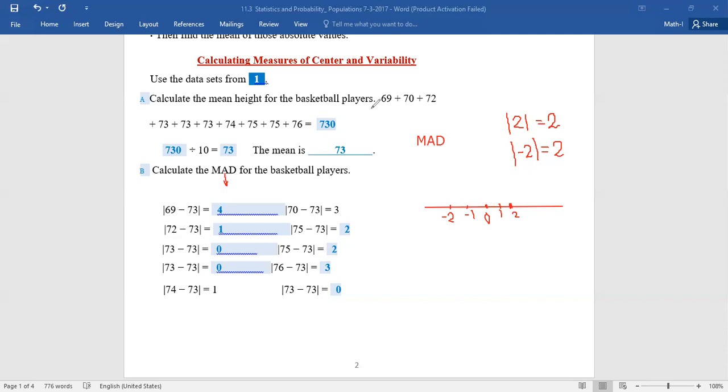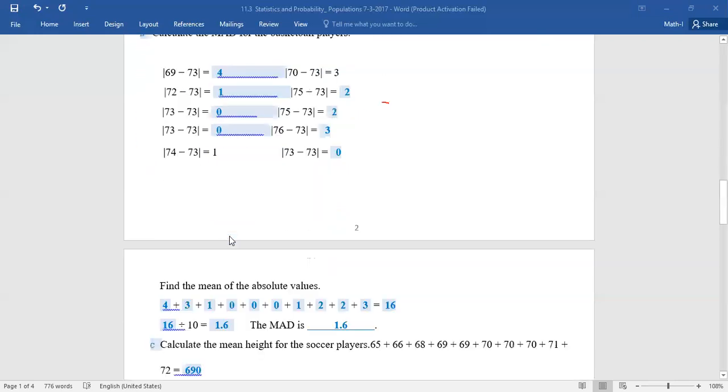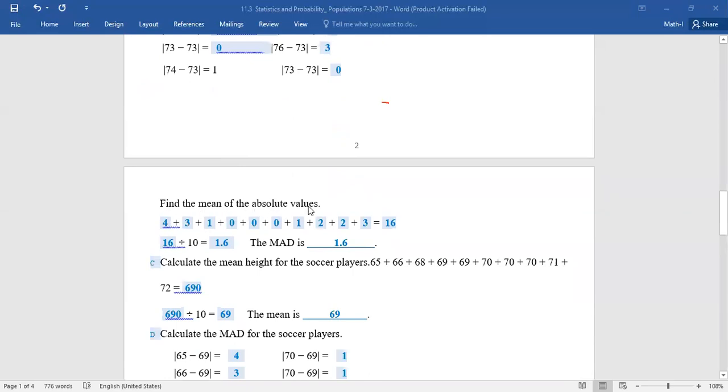So here we are going to find the absolute values. How will you find it? You will take each number in the set of data minus the mean. Like 69, absolute value of 69 minus 73 equals 4. Then the next number is 70, so 70 minus 73 gives 3. Then 72 minus 73, and so on until you finish all 10 numbers. After that, you will add all these results together.